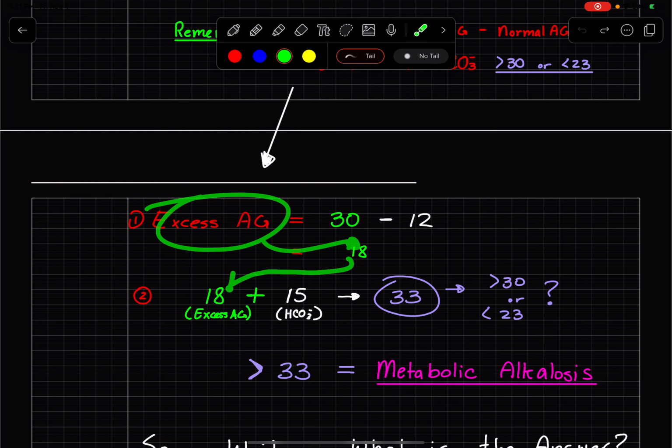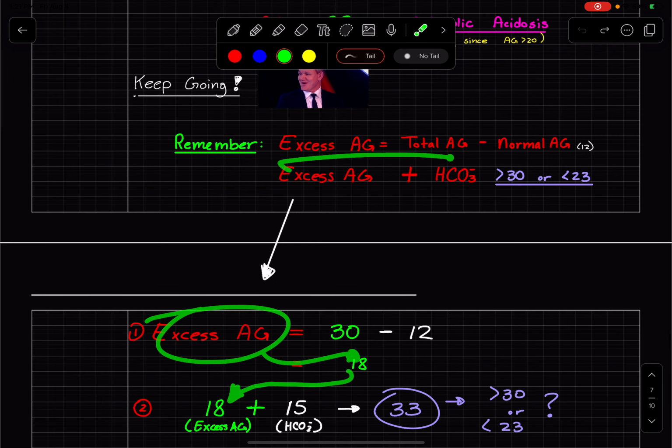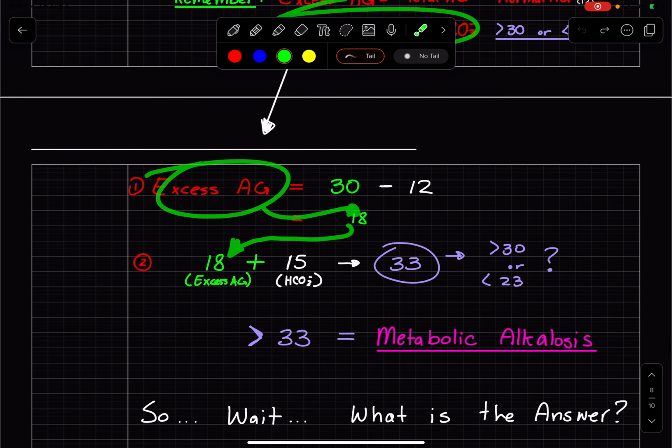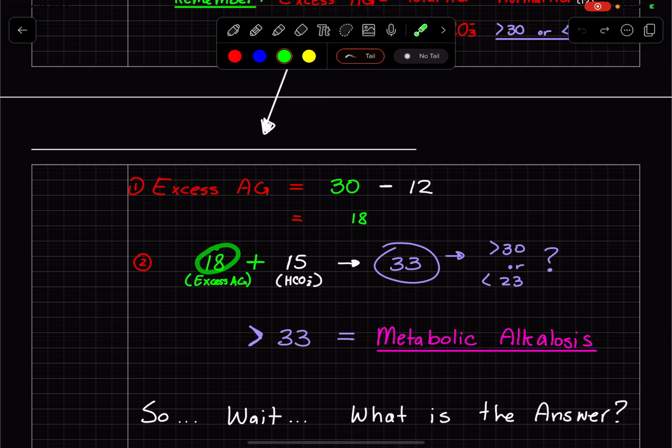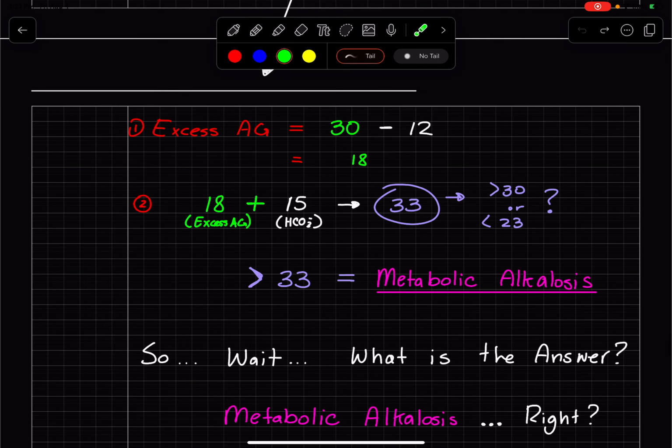You want to plug that into your next formula up here. Then add bicarb, so 18 plus the bicarb we had in our question, which is 15, gives us 33. I was going to say 23. 33. So now our next question, this is a Rule 3 question. Is it more than 30 or less than 23? Well, pretty clean cut. It's more than 30.